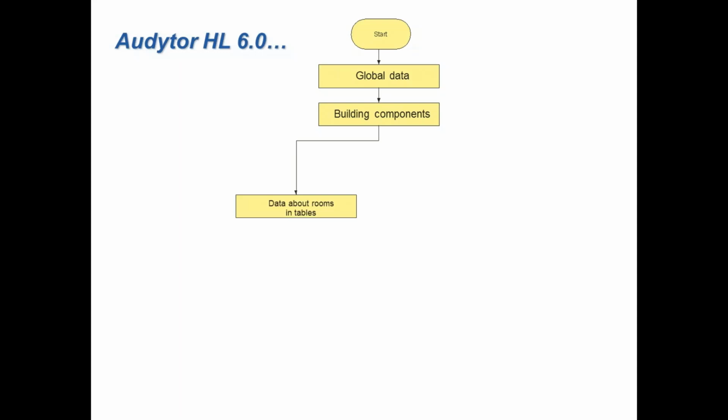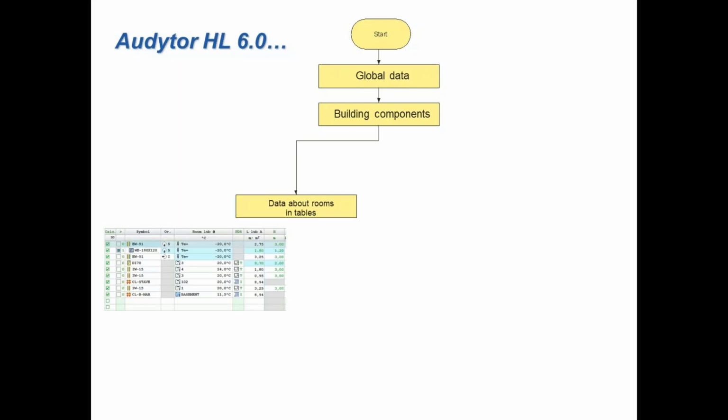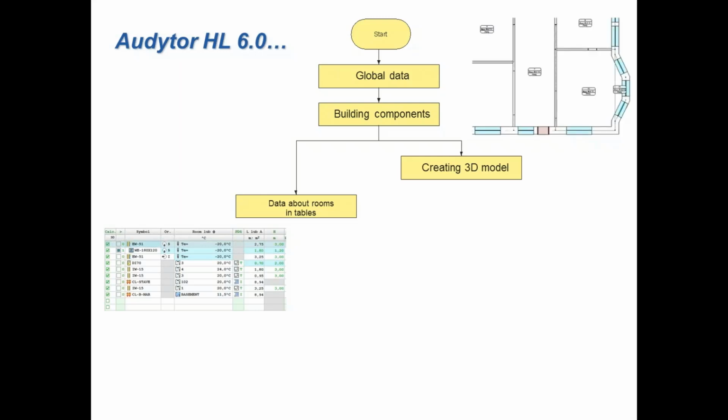And then we have two options. One is a little bit more traditional. We can enter the data about the rooms in tables. So for each room we create a table. It resembles manual calculations a little, though it's automated, so it's faster. But we have also an alternative method. We can create a 3D model of the building.